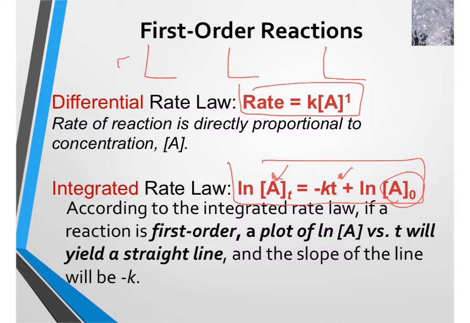So the first graph, right, would be just the concentration of the reactant. The second graph would be natural log, and the third one would be 1 over. And if this were a first order reaction, this is the only one that would give a straight line, the one that was natural log. The other ones would give curved lines.